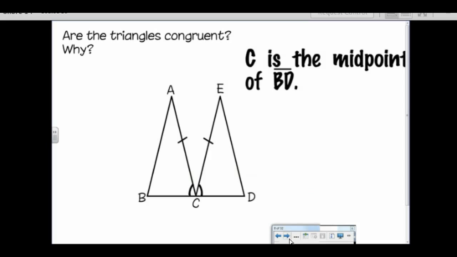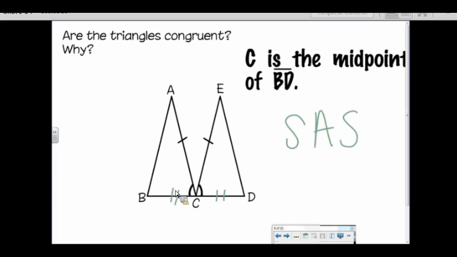Next one, try this one. Very good. A lot of people are putting the right answer. So we were given some information. C is the midpoint of BD. We know by definition of midpoint that we can add tick marks to BC and CD because segment BC is congruent to CD, like I said, by definition of midpoint. And then the answer is staring us in the face. Yep, it's side, angle, side. It's two sides with a congruent angle in between.